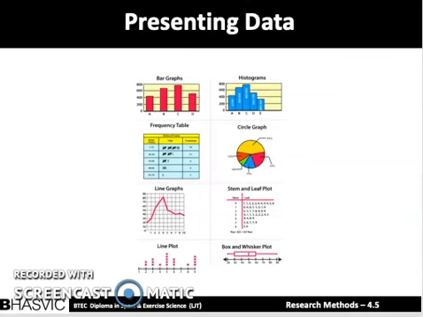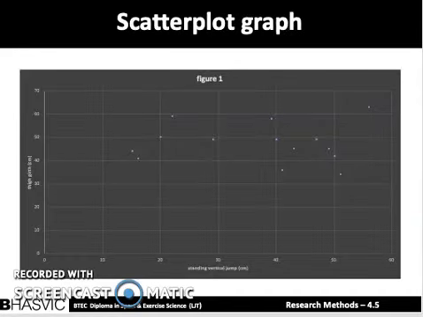There are many graphs a researcher can choose from. For example, there are pie charts, scatter plots, line graphs, bar charts, and box and whisker graphs. Scatter plot graph. A scatter plot is a graph of plotting points that show the relationship between two sets of data. Each point represents an individual score for both tests.